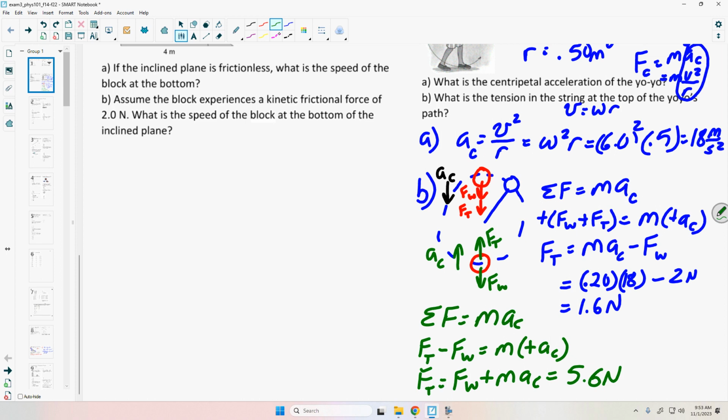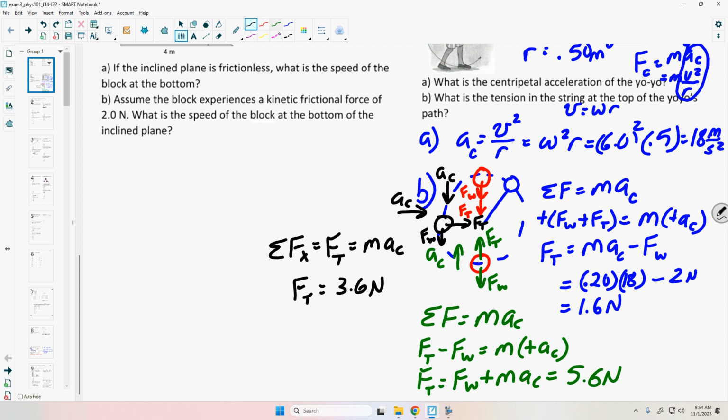Okay, there could be one other way that I would change this. Instead of having it either at the top or at the bottom, I could ask you, what is the tension at the side? And in this case, it actually becomes quite a bit easier because I have two forces still. I have the tension in the string, Ft, and I have the weight in that direction, and my centripetal acceleration is in that direction. In this case, I would say the sum of the forces in the x direction, which just includes Ft, is equal to m times ac. So in this case, Ft would equal mac. That would be 3.6 newtons.